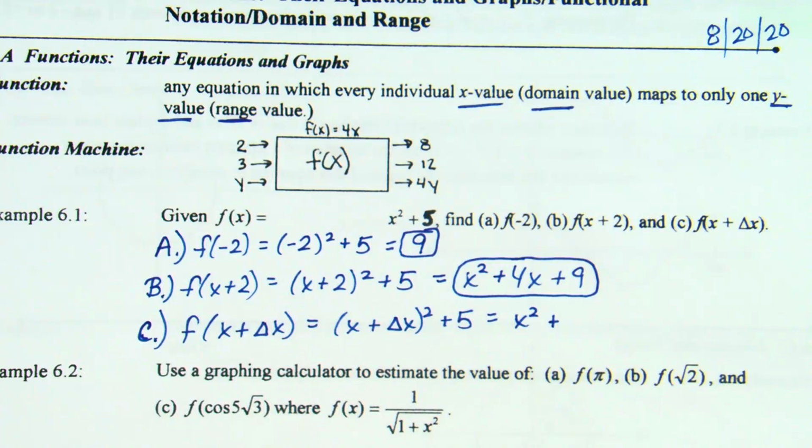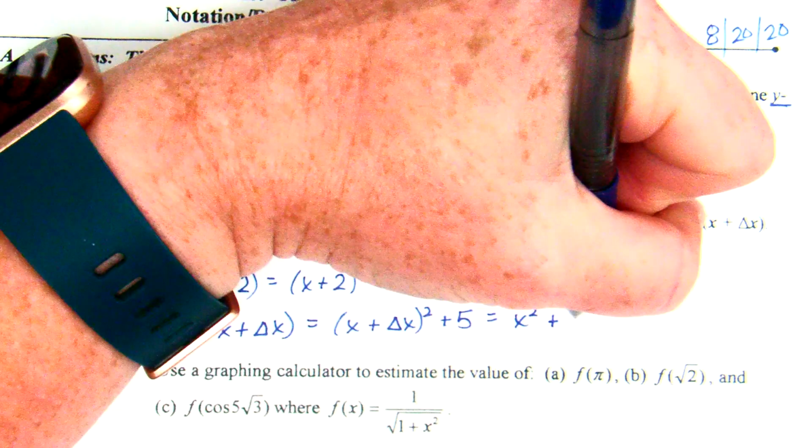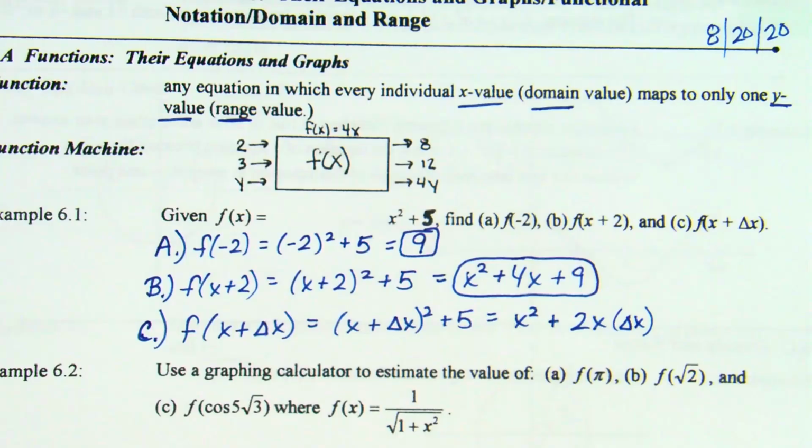Do I need to write this out on the board, or can we visualize it? Now, what's x times delta x plus another x times delta x? 2x delta x. So I'm going to write this as 2x (delta x). I put that delta x in parentheses because that delta goes with what?